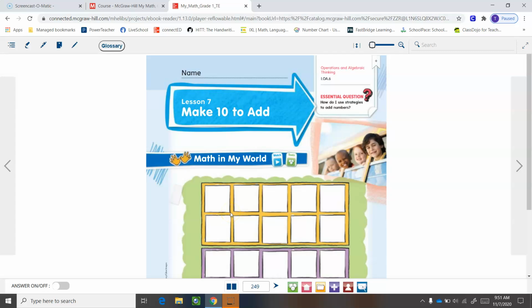Hello, first graders. Our lesson for today in math is going to be Chapter 3, Lesson 7. It's ways to make 10 or make 10 to add. So we're still working on that standard OA.C.6, which is strategy. So this is another strategy that can help you learn to add within 20.